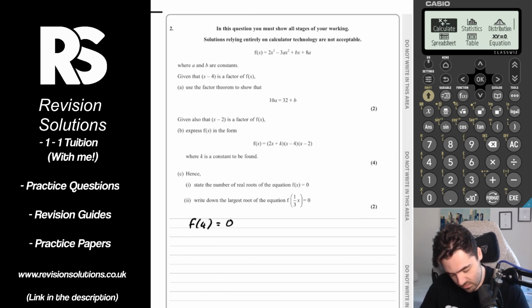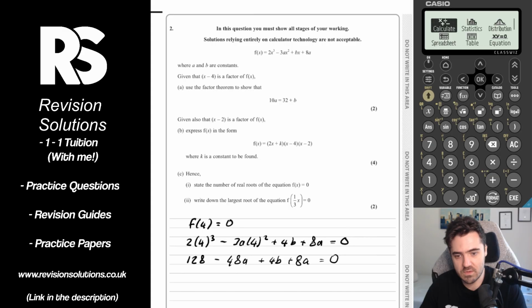Let's do that. So that would give us 2 lots of 4 cubed minus 3a times 4 squared plus 4b plus 8a, and again that should come out as 0. If we simplify now, so 4 cubed, that is 64, times that by 2, that would be 128. Then we got 4 squared, 16, times that by 3, that would be 48, so minus 48a. Then plus the 4b plus the 8a.